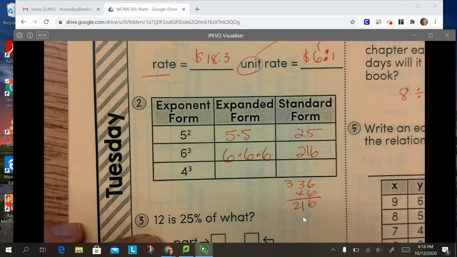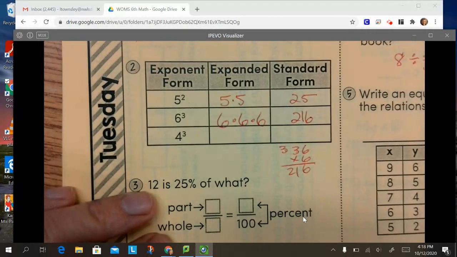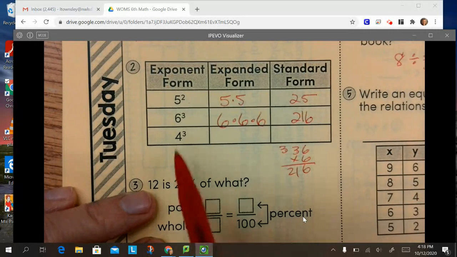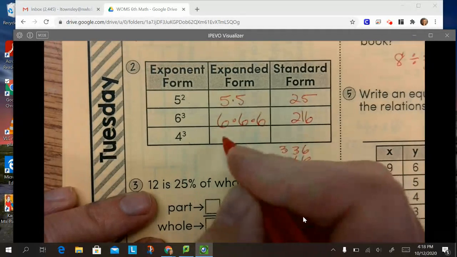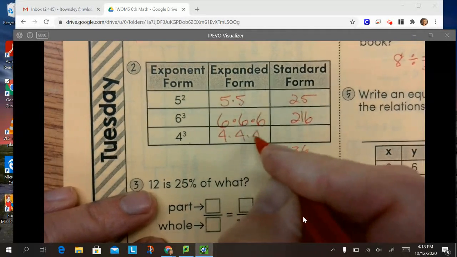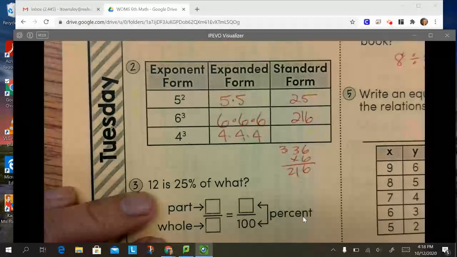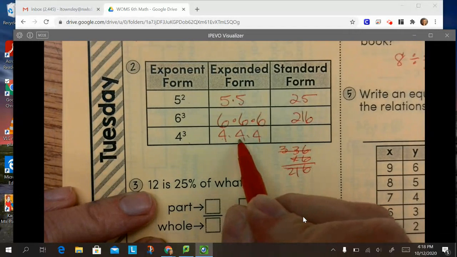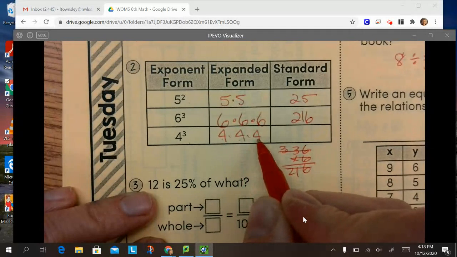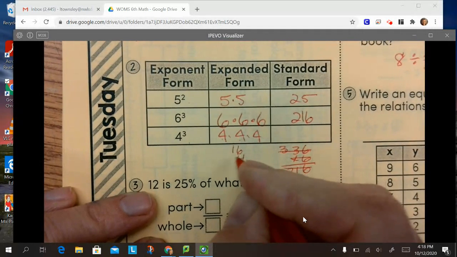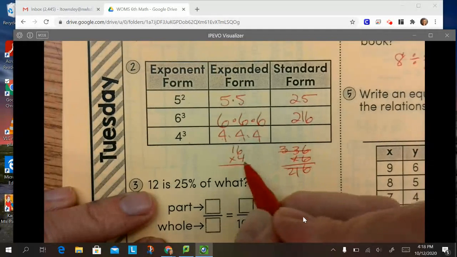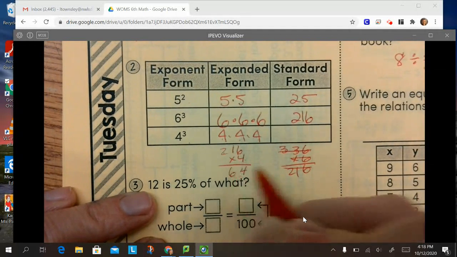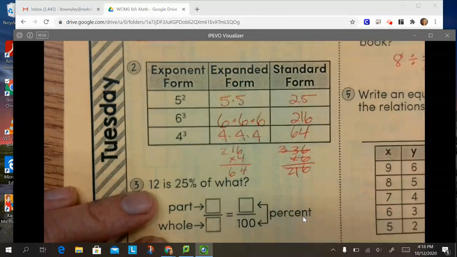All right. The next one is 4 cubed. It's going to look like 4 times 4 times 4. To solve for that, 4 times 4 is 16, and then 16 times 4. If you want to, go ahead and write it out. 4 times 6 is 24. 4 times 1 is 4, plus 2 more is 6. So your answer is 64. Okay?